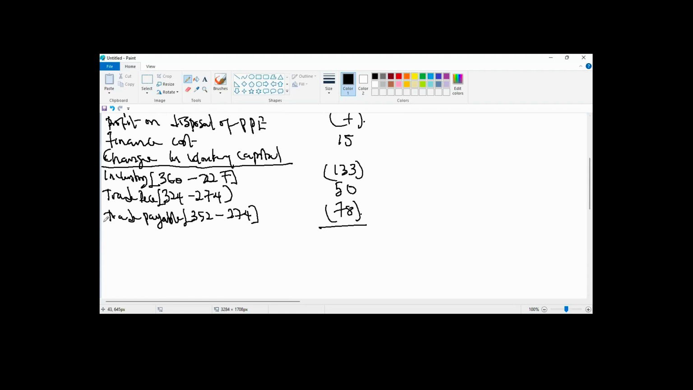I will now say it is positive cash generated from operation. If it is negative, I will say cash used in operation.